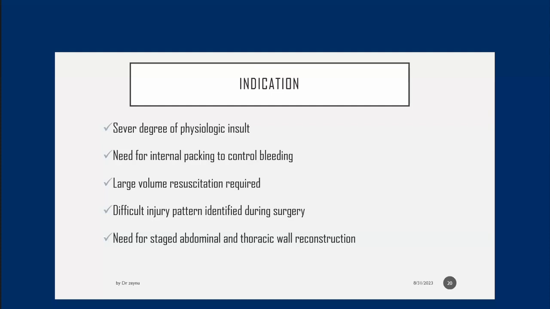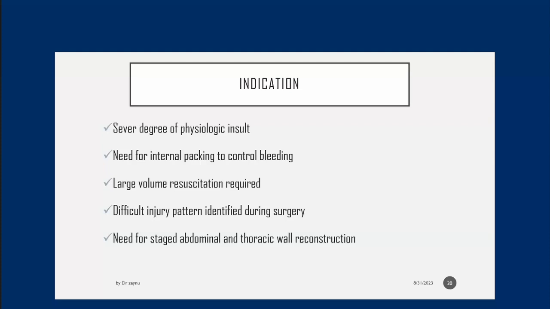Also, in the operative theater, a patient who develops ventricular arrhythmia is considered to have a severe degree of physiologic insult. For that matter, this patient needs damage control resuscitation. Another indication is if the patient needs internal packing to control the bleeding, like the liver injury patient, who may benefit from internal packing. For that matter, we need to anticipate the massive transfusion protocol plus the damage control resuscitation principle. Another is the need for a large volume of resuscitation, like 10 units of blood, which is one of the things we need to consider for damage control resuscitation.